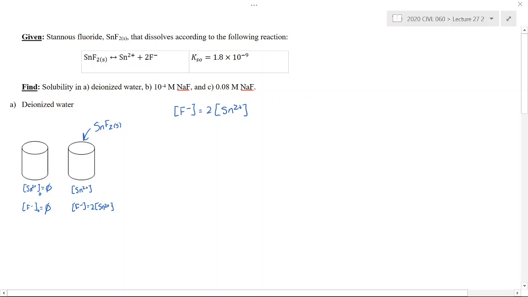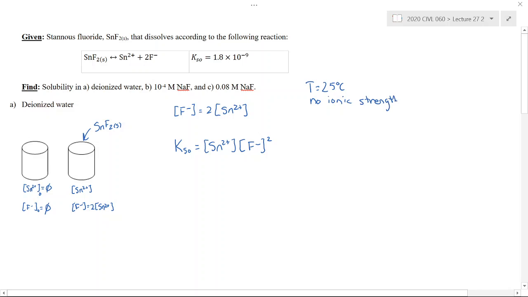To solve this problem, I'm going to use the mass action equation with the equilibrium constant. So I have KSO is equal to stannous times fluoride squared. And the stannous fluoride solid doesn't show up in the equilibrium equation because solids are 1 in those equations. And I'm not having any ionic strength effects here, and temperature 25 degrees C, standard temperature, no ionic strength effects.